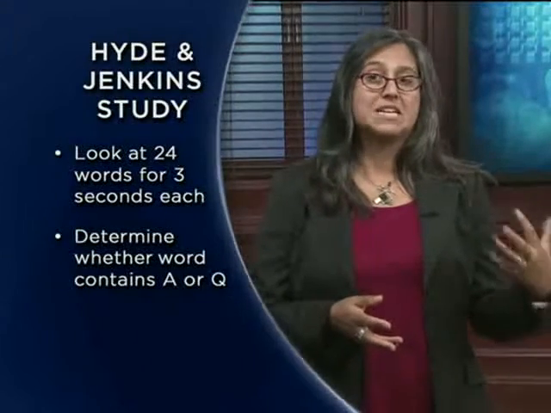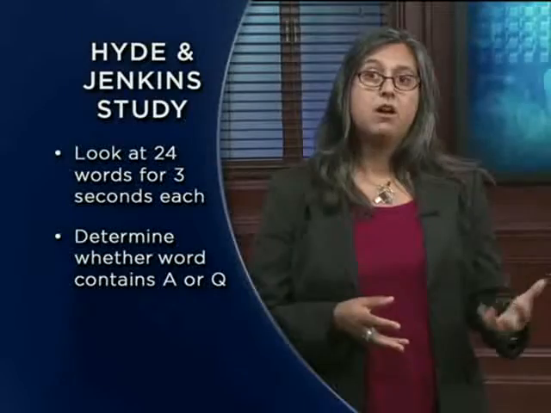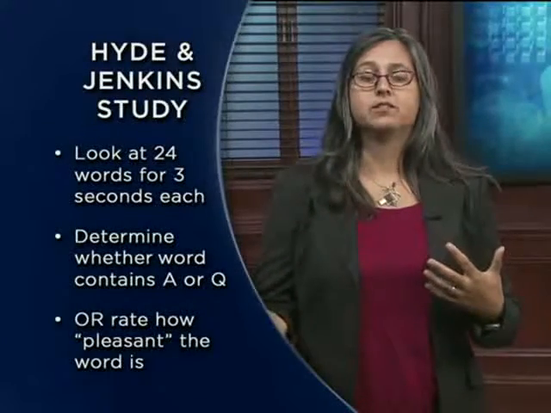In one classic study, Hyde and Jenkins asked participants to look at a list of 24 words, and they saw each word for 3 seconds. And as participants looked at each word, they were asked to do one of two things. They were either asked to determine whether the word contained the letters A or Q, or they were asked to rate how pleasant the word was. Now, notice that the second task requires people to think about the word meaning, and we'll come back to that later. Now, in this experiment, half of the participants were told they would later be tested on the words, and half were not told. And the assumption here is that if you were warned about the test, you would have the intention to learn the test words.